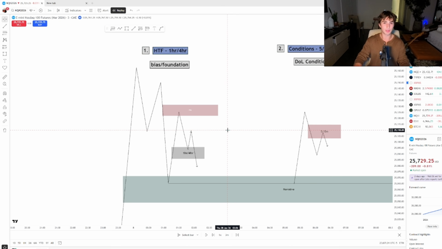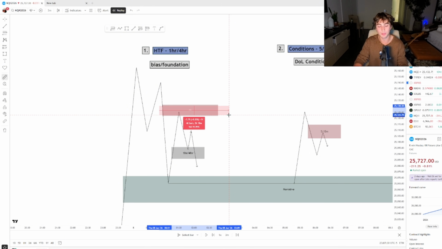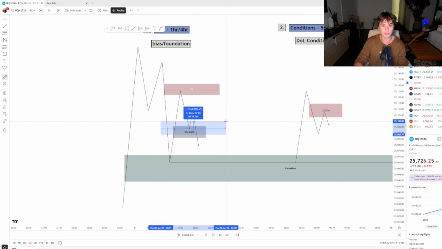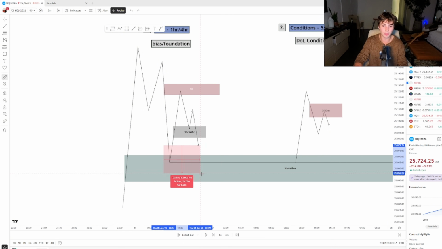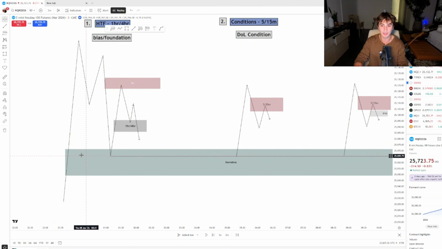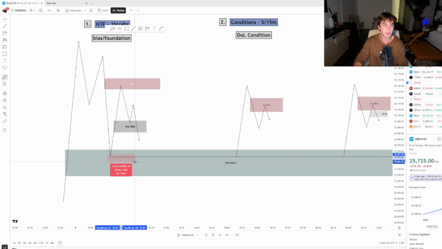We start with building our bias slash foundation using inversions and/or fair value gaps. And so we see that price was respecting this bearish fair value gap here, and then it inverts this bullish fair value gap. Then what does that confirm for us? That price wants to go lower, and this is our narrative. We find a narrative. We find a reason for price to go lower. We find this major low below.